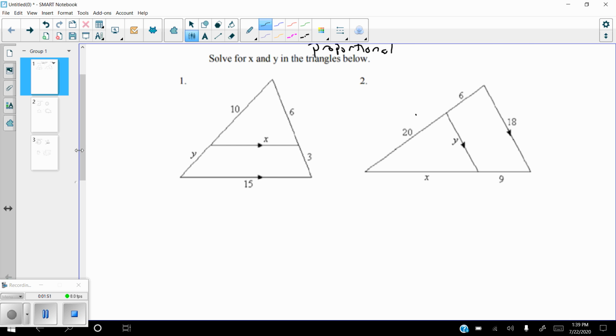What it says is that the corresponding sides of the similar triangles are going to be proportional. So the biggest thing is you have to recognize, first of all, that you have similar triangles. Well, what we have here in number 1 is this large triangle that I'm going to go ahead and trace here in red.